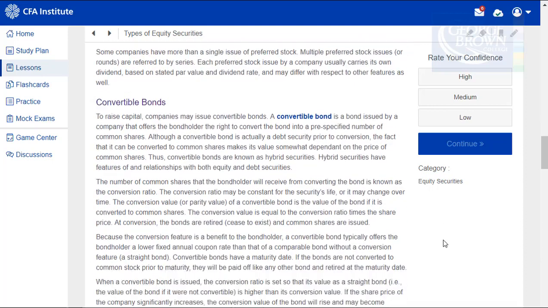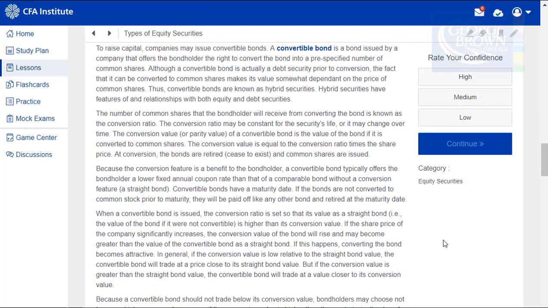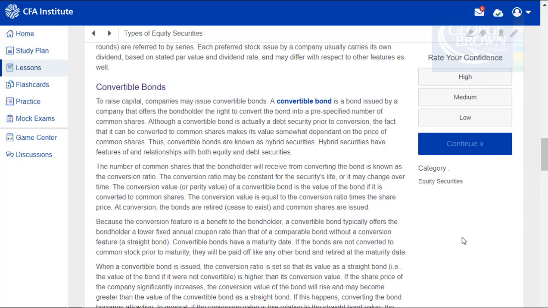So then, as we move on from the preferred shares, you can see that we move into a section here on convertible bonds, even though we're in a section on equities. Okay, and the reason is that a convertible bond is a bond issued by a company that offers the bondholder the right to convert the bond into a pre-specified number of common shares. Okay, so although a convertible bond is actually a debt security prior to conversion, the fact that it can be converted to common shares makes its value somewhat dependent on the price of the common shares. Thus, convertible bonds are known as hybrid securities. Hybrid securities have features of and relationships with both equity and debt securities.